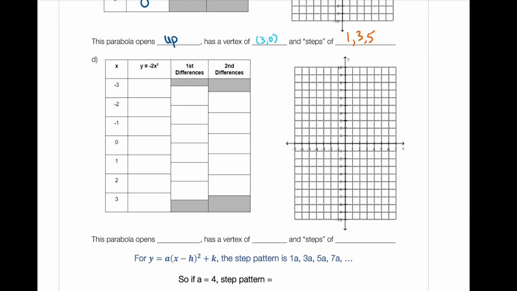For our last example, again, still plugging in the information. If we have -2 times -3 squared, we get -18. -2 times -2 squared, we get -8. -2 times -1 squared, we get -2. We have 0, -2, -8, -18. So again, plug the x value into the equation up here and solve for y.